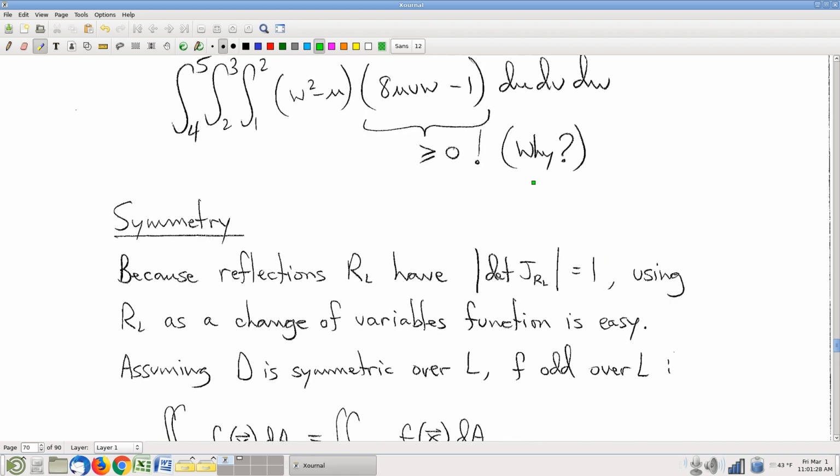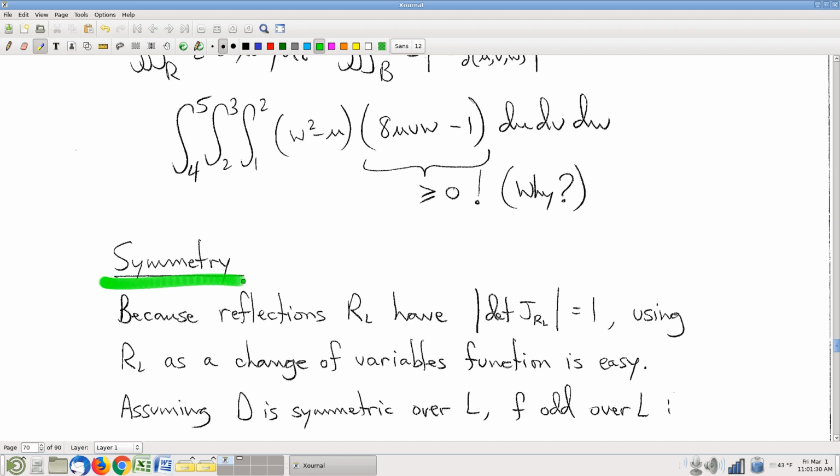Okay, you remember we had these symmetry theorems, and I made some Riemann sum arguments to justify the symmetry theorems, and I think that's fine, right? I just want to show you there is a way to think of change of variables as justifying it as well.